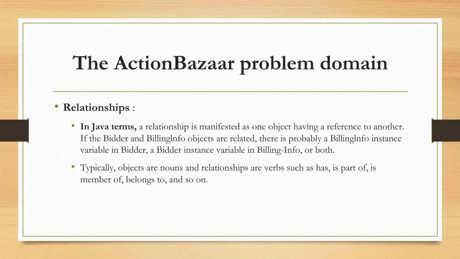Typically, objects are nouns and relationships are verbs, such as has a, is part of, is member of, belongs to, and so on. That is how you describe relationship association, right? Yes, they're verbs. So an item is placed or posted for sale, right? Who places the item for sale is the seller. Seller posts item for sale. So there is an association between item and seller. This will be describing the association.